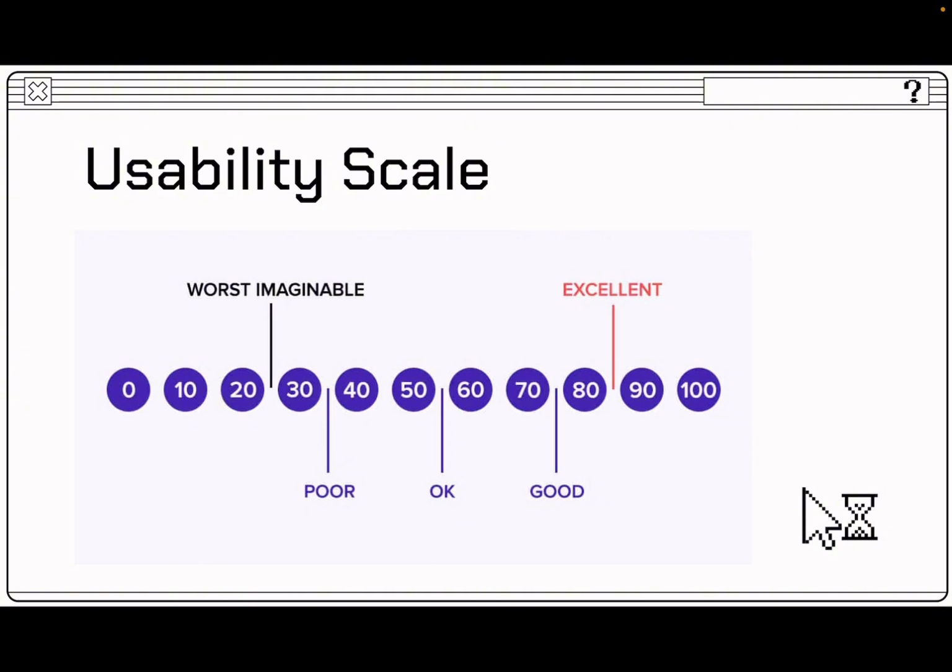This is the usability scale, which is measured with the system usability scale, which gives a grade between 0 and 100 depending on how usable an object is, 25 being the worst imaginable and 100 being the best imaginable.